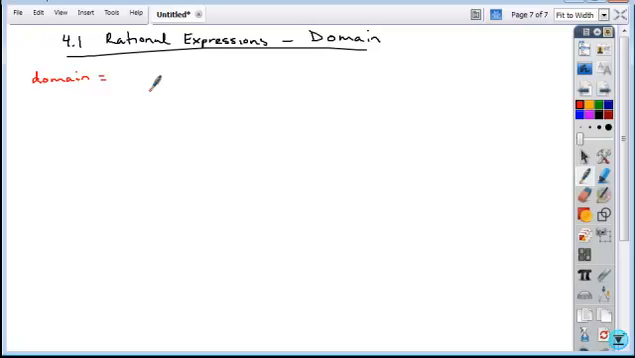Often what you think of is the domain are the x coordinates, the input values. The range is the y value, the outputs. Okay, so the domain is just the set of all values for which any expression is defined.